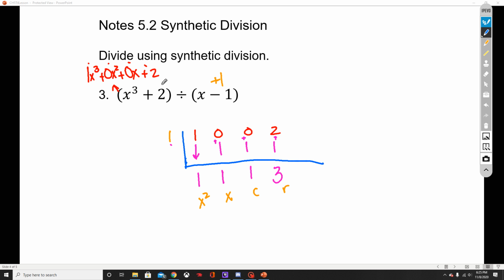So x cubed plus 2 divided by x minus 1 is equal to 1x squared, or x squared, plus 1x, or plus x, plus 1, and then my remainder is 3, and the remainder always goes over the divisor, so over x minus 1. And this would be my quotient.